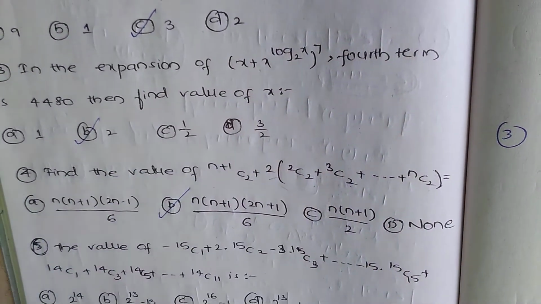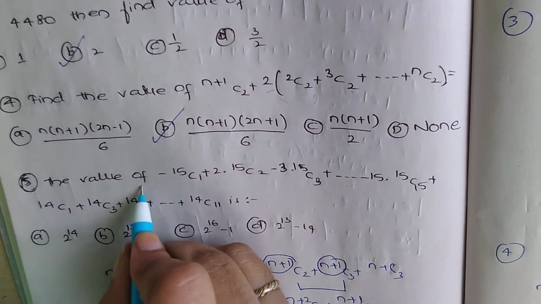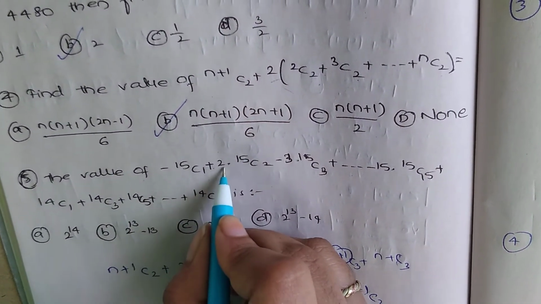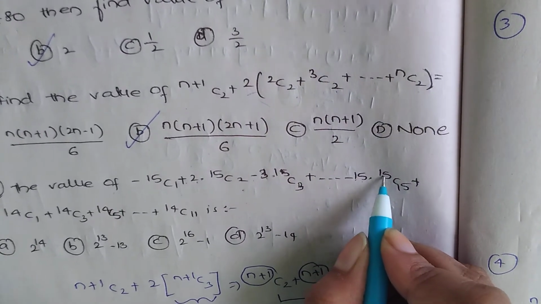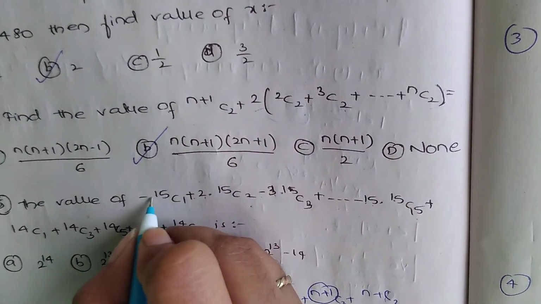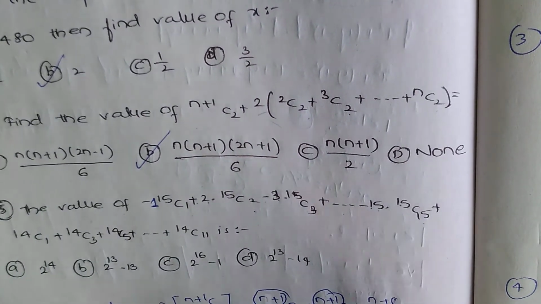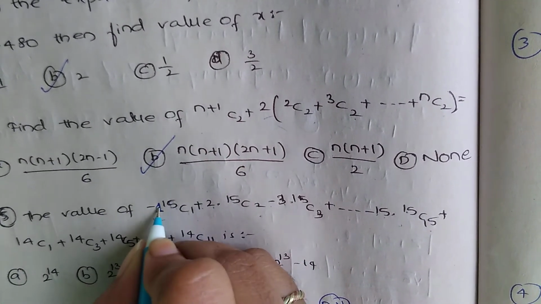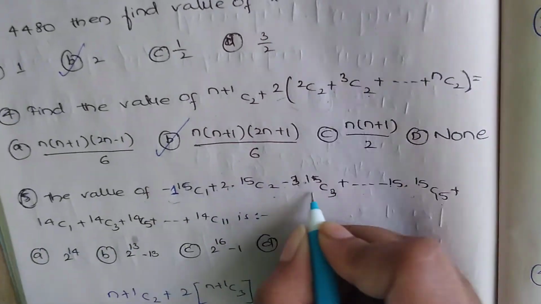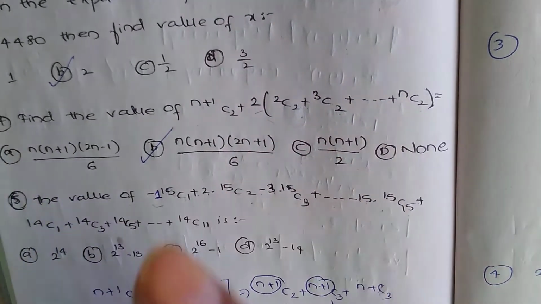Is this the thing? Yes, it is. Got it? Fifth one: the value of minus 15C1 plus 2 into 15C2 minus 3 into 15C3 plus so on up to 15 into 15C15. If you observe this, for our convenience, let us take 1 into. If you consider each term as r into nCr, and write the general term, you'll get one expansion and you can find it via that. These all are of the same model.